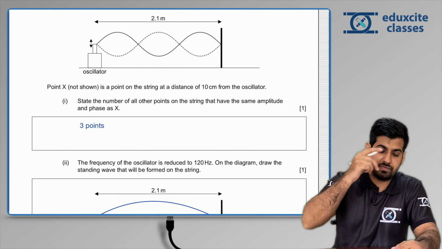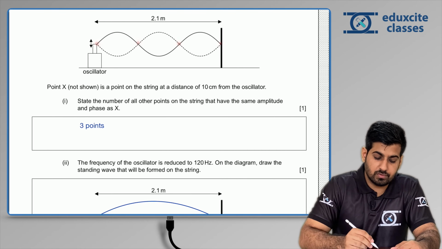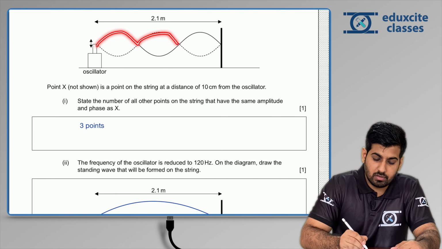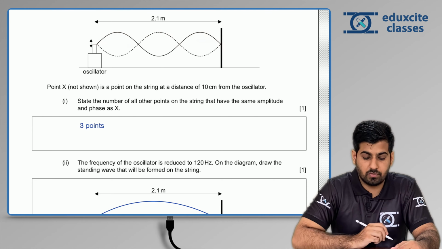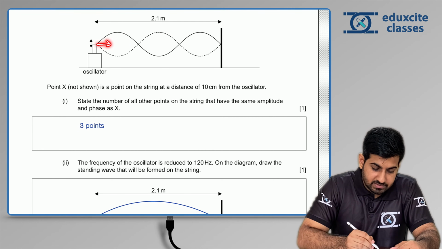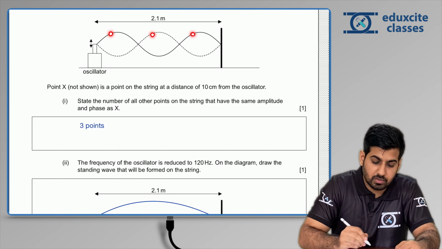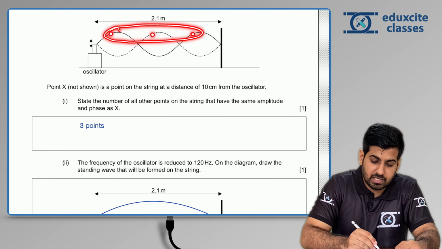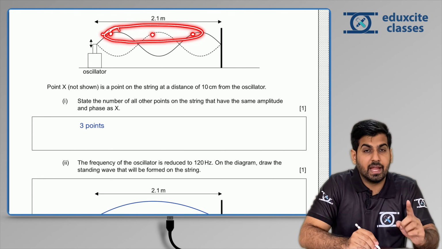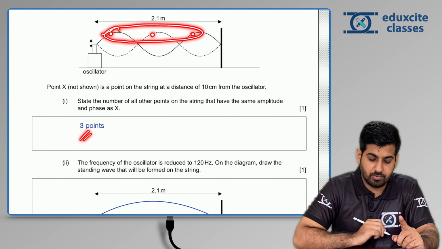Now we know that in the given figure, 1, 2, 3, 4, there are 4 nodes forming. So if a point is away from X, which is 10 cm, it can be anywhere. So this point and this point. These 3 points will have the same amplitude and the same phase. Okay, so there are 3 points.